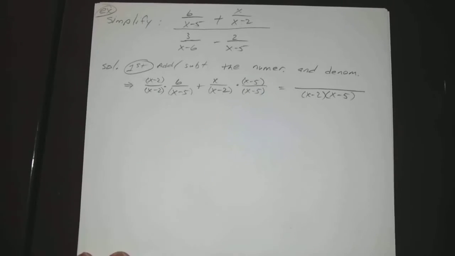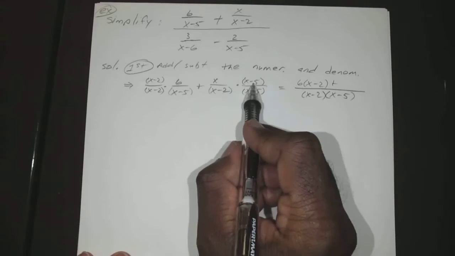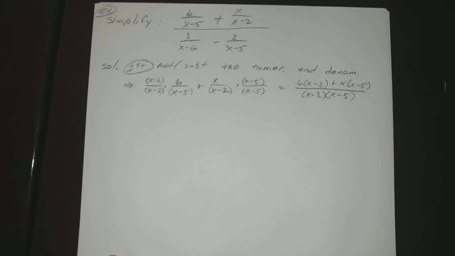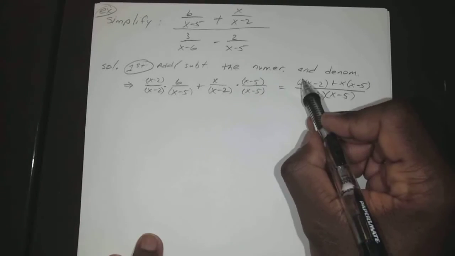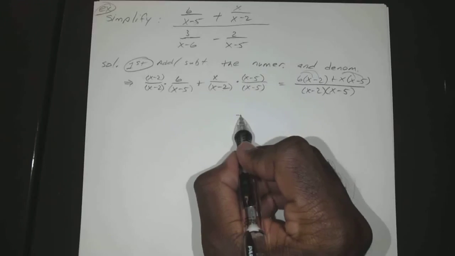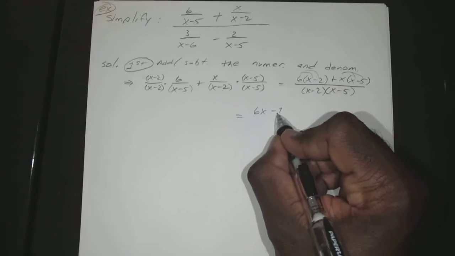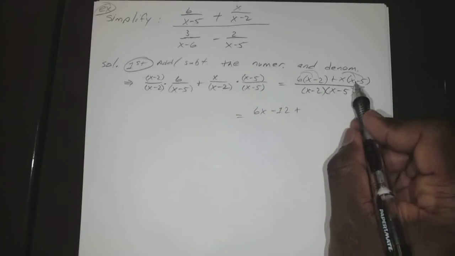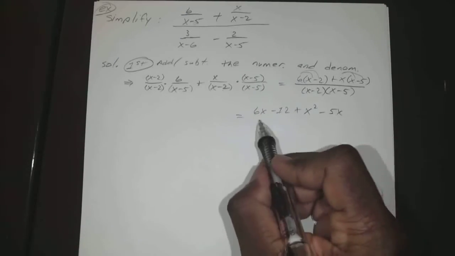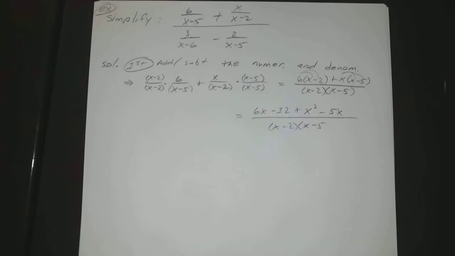So now we just go ahead and add our numerators. So you have 6 times x minus 2 plus x times x minus 5. Now we can go ahead and simplify it by distributing the 6 and the x. So you have 6 times x, 6 times negative 2, which is negative 12, plus x times x, which is x squared, and x times negative 5 is negative 5x, all over our x minus 2 and x minus 5.